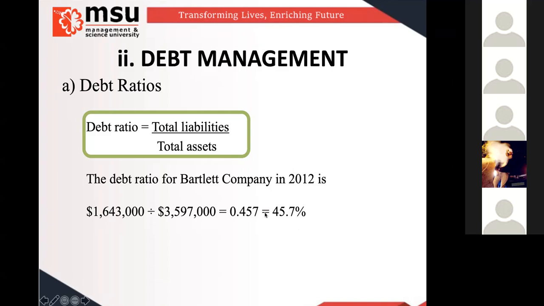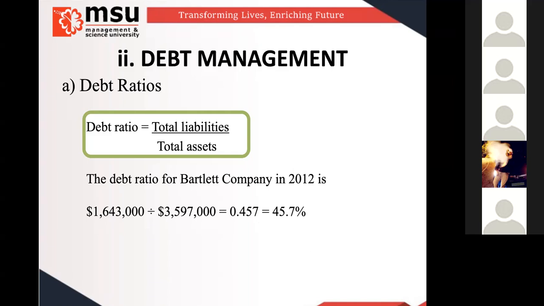Is it good having a debt level up to 45.7? So it depends on the company's management. For a healthy company, a healthy level of debt is less than 30. Okay, less than 30 is healthy.